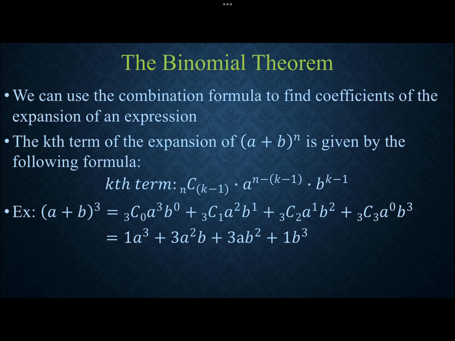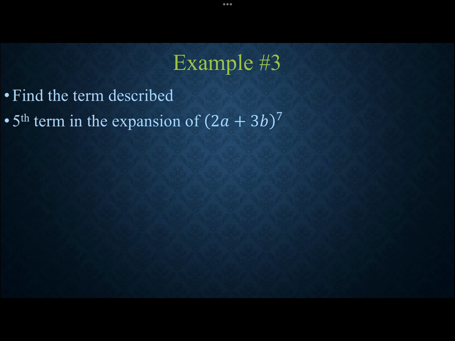And this works no matter what. So we typically use this for things that are much larger. Find the fifth term of (2a+3b)^7. So k is 5. And again, we know our n is 7. So our C is going to be 7C4. It's always k minus 1 for that part. And then we have 2a and then 3b.